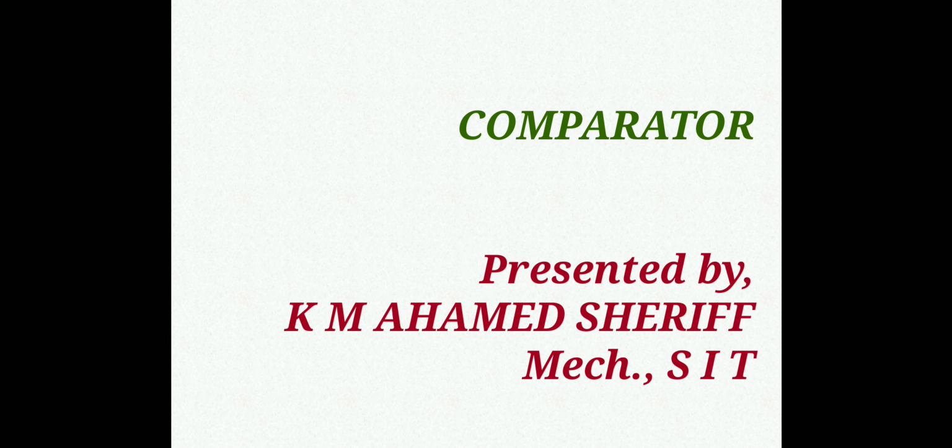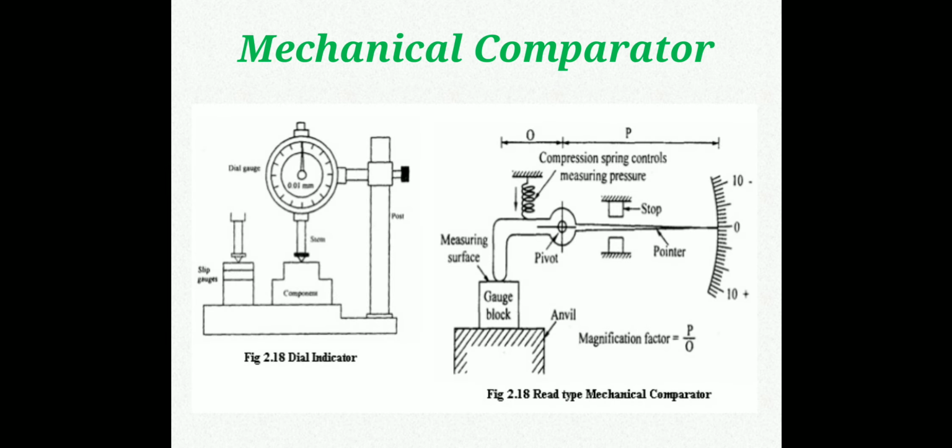Next we move on to the mechanical comparators. Mechanical linkages and other mechanical devices are used in these comparators for obtaining the measurement magnification. The common mechanical comparators are the dial indicator, reed type mechanical comparator, sigma comparator, and mechanical optical comparator. Among these, we are going to learn about the dial indicator mechanical comparator.